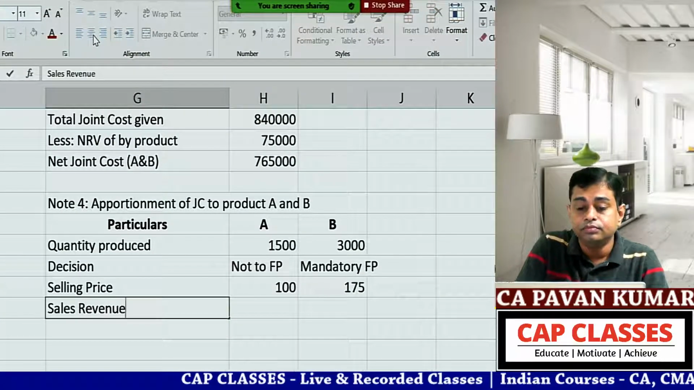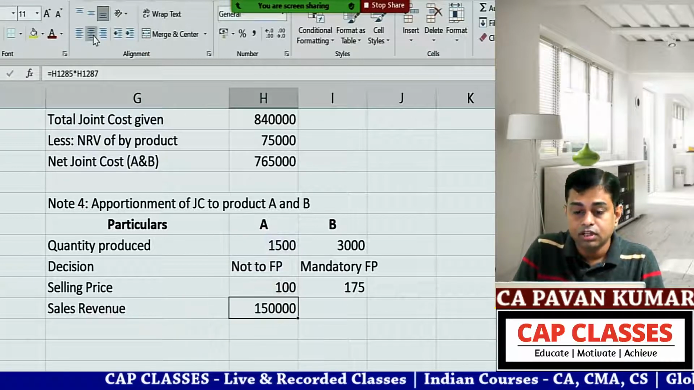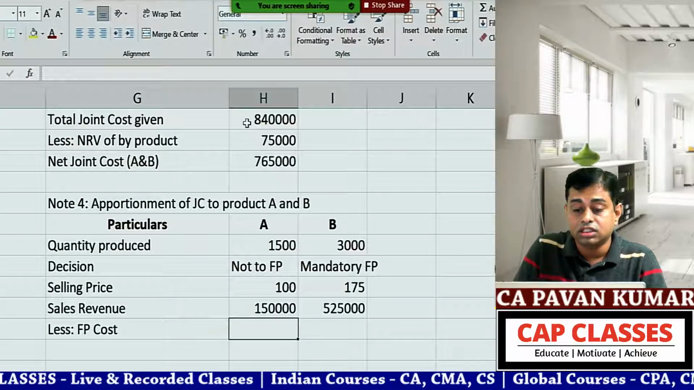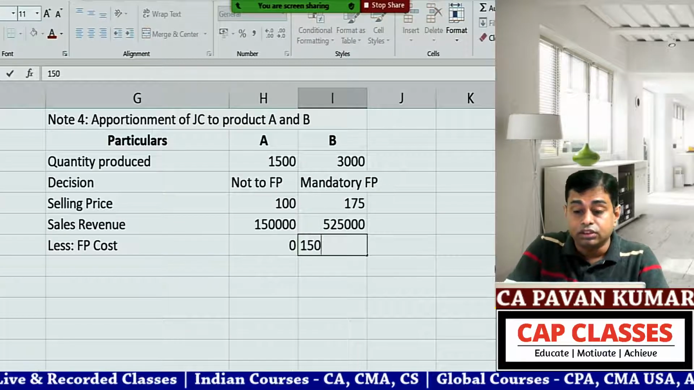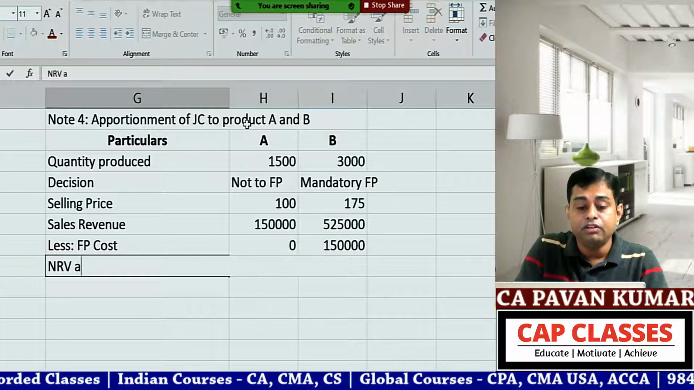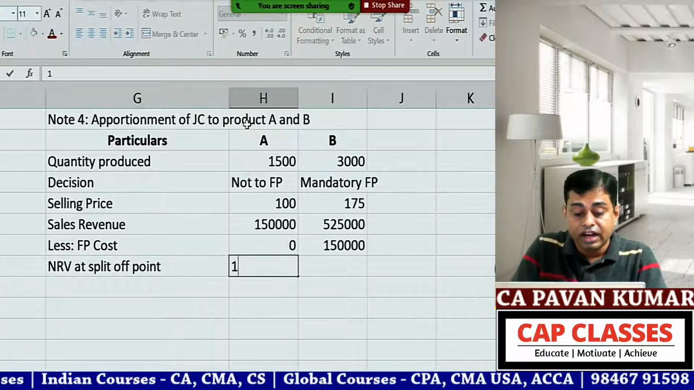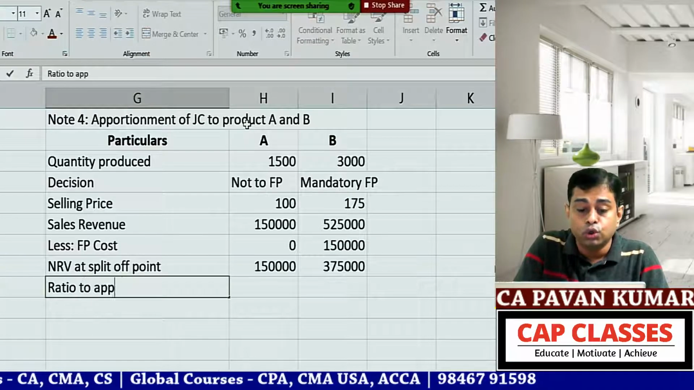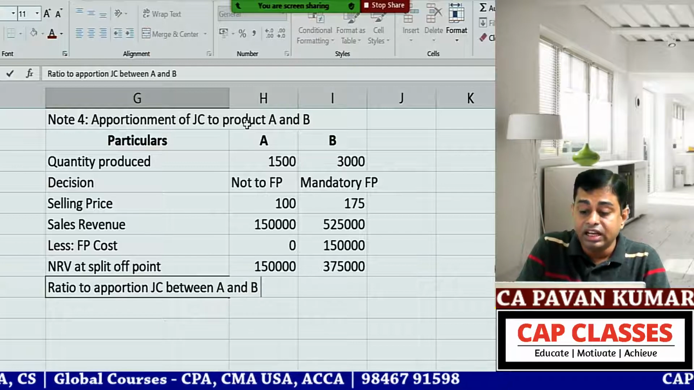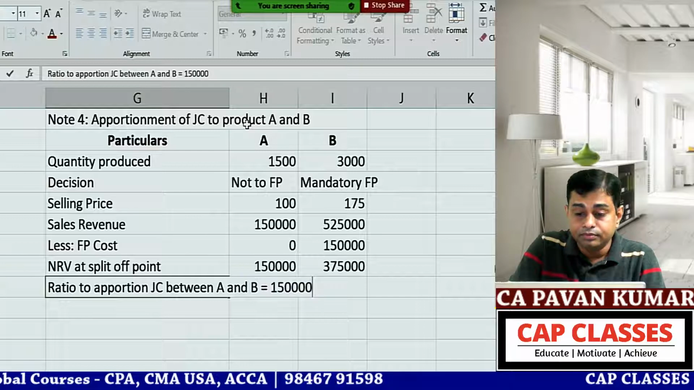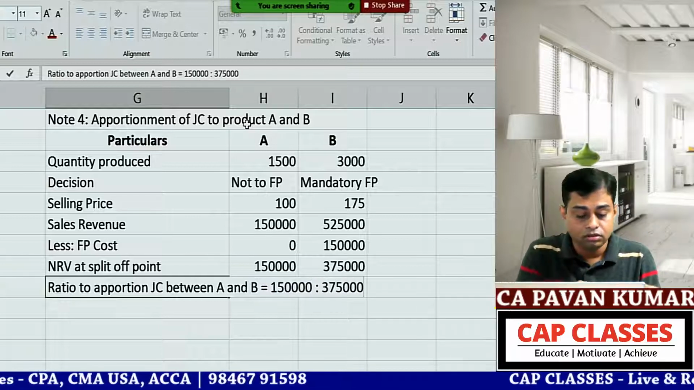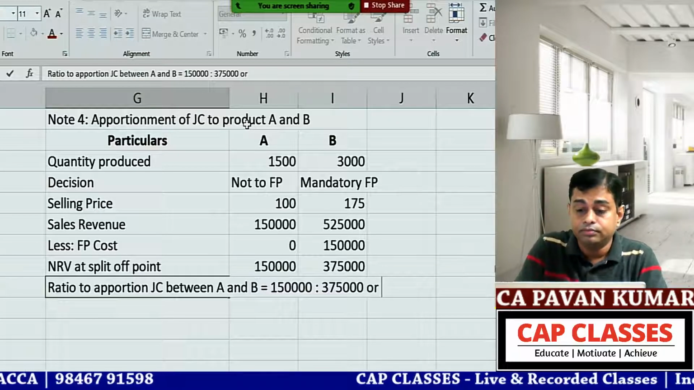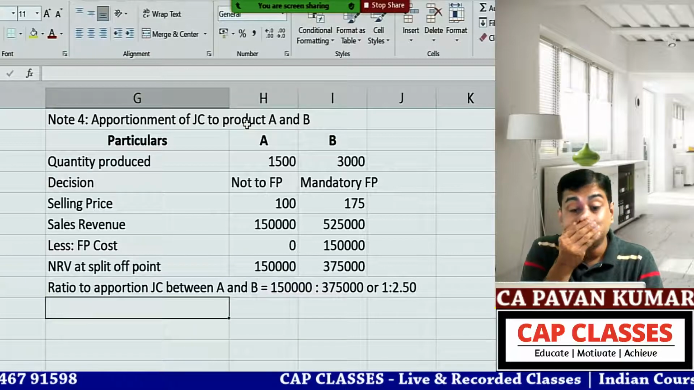So can I say sales revenue is this into this? 1,50,000 and 5,25,000, correct? Then less further processing cost. Here zero, not applicable, because I am not doing further processing. So the net realizable value at split-off point is 1,50,000. And here it is 5,25,000 minus 1,50,000, 3,75,000. Therefore, the ratio to apportion joint cost between A and B is 1,50,000 is to 3,75,000. Dividing 3,75,000 by 1,50,000, it will be 1:2.5. That's all.